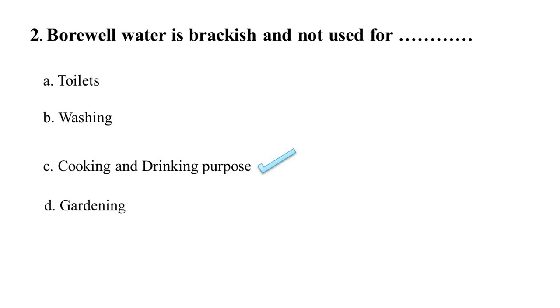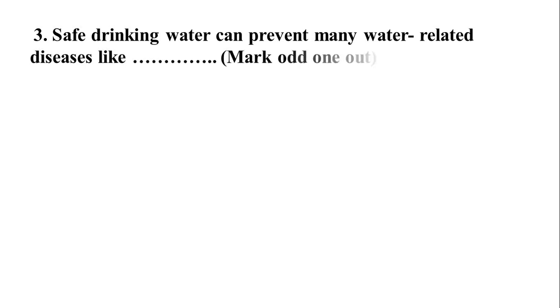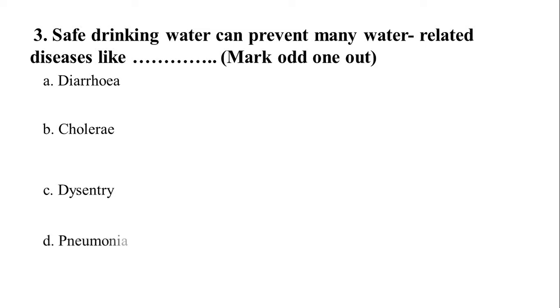Cooking and drinking purpose. Your third question is, safe drinking water can prevent many water related diseases like, you have to mark the odd one out here. And the options are A. Diarrhea, B. Cholera, C. Dysentery, or D. Pneumonia. And the correct answer is D. Pneumonia. Remember, the rest three are waterborne diseases.